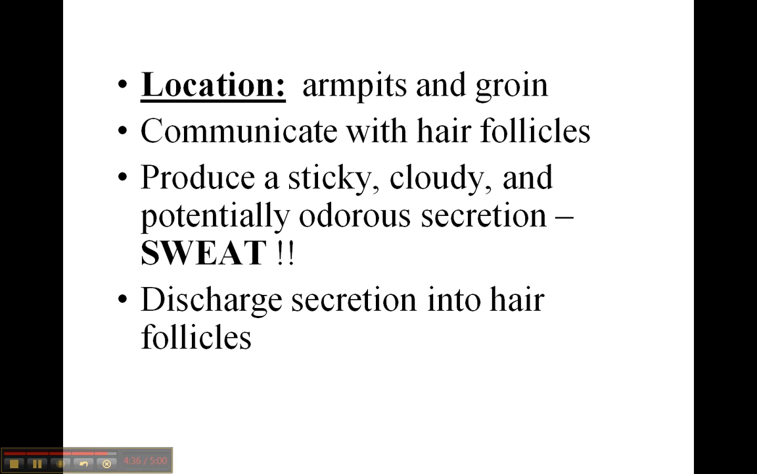These are found in the armpits and the groin. These are the ones that are connected to the hair follicles, and they produce a sticky, cloudy, and potentially odorous secretion called sweat. They discharge their secretion into hair follicles rather than onto the skin surface.